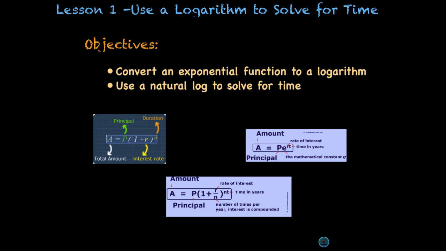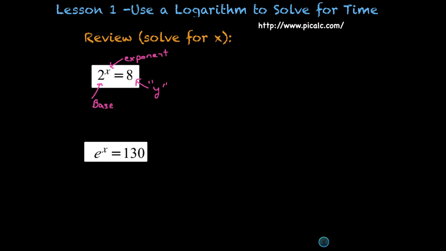Okay, so let's first review a little bit about logarithms. When we're looking at logarithms, we start off with an exponential equation that we would convert to a logarithm. And the reason is because if you have something like 2 to the x equals 8, how do you figure out what x is? You can't divide or multiply or take the square root of anything in order to solve for x. The only way to solve for x is to turn it into a logarithm.